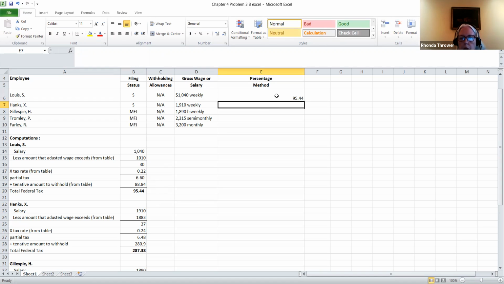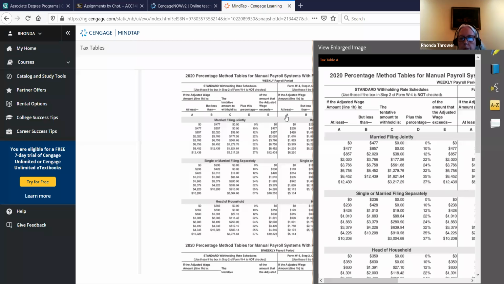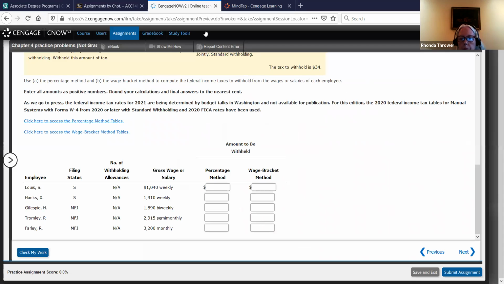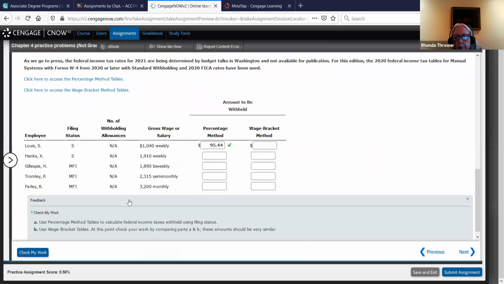And so I'm going to go back to Cengage for just a moment so you'll see where we enter that in. And for the percentage method, you should enter in $95.44. That was the total tax for the percentage method.